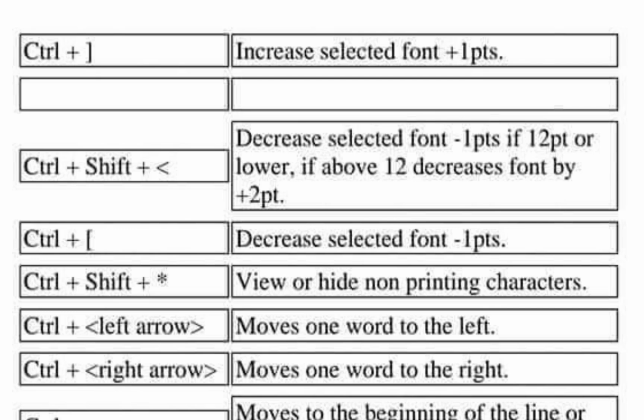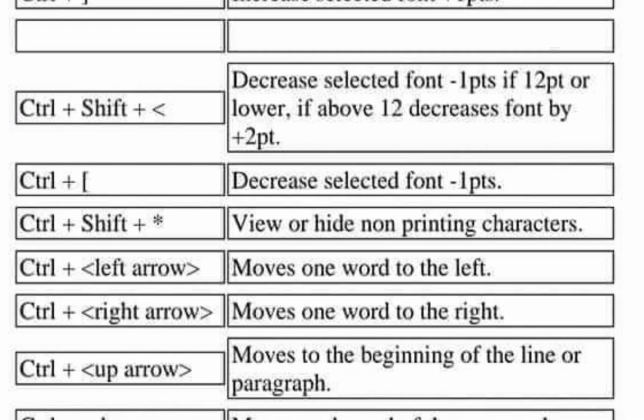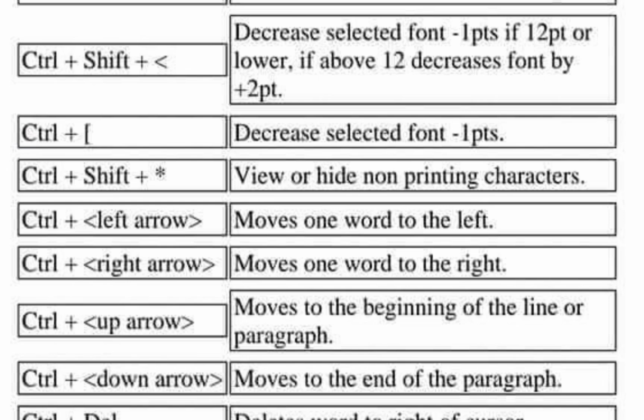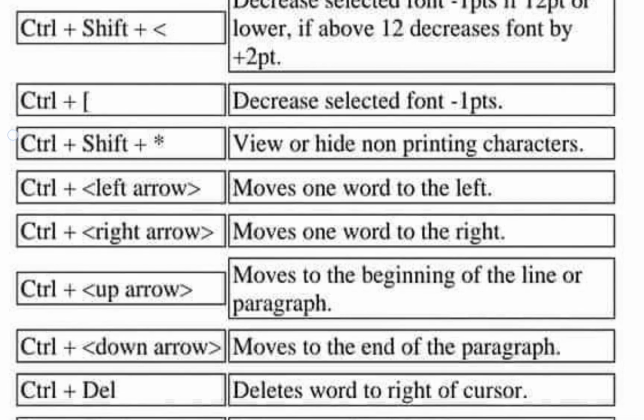Ctrl+Shift+less than sign, decrease selected font 1 point if 12 points or lower. If above 12, decreases font by 2 points. Ctrl+open bracket, decrease selected font minus 1 point. Ctrl+Shift+asterisk, view or hide non-printing characters.